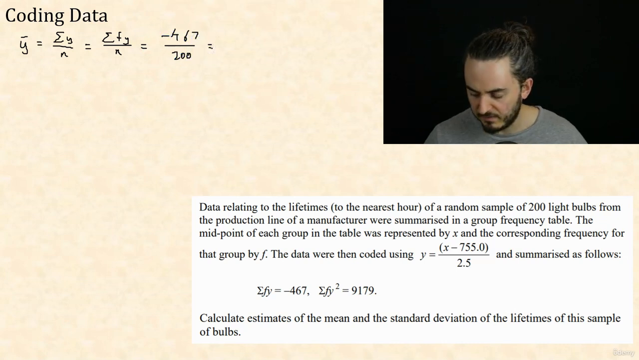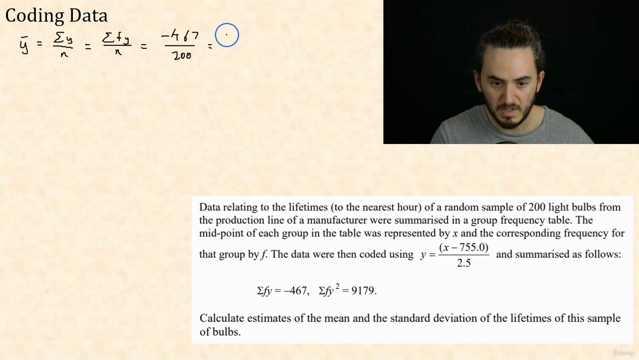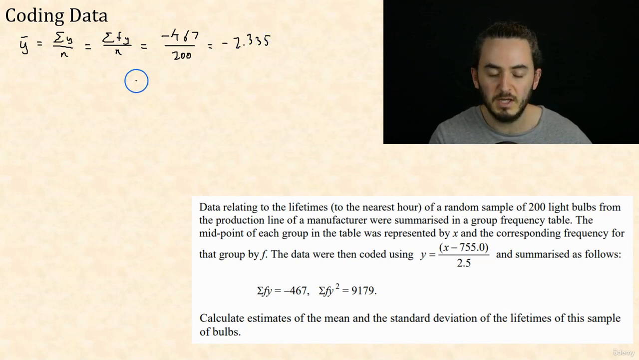Now y is negative here, but remember y isn't the lifetime of the bulb, it's some abstract coded quantity, so it doesn't matter if it's negative. So that's minus 2.335 is the mean of y.